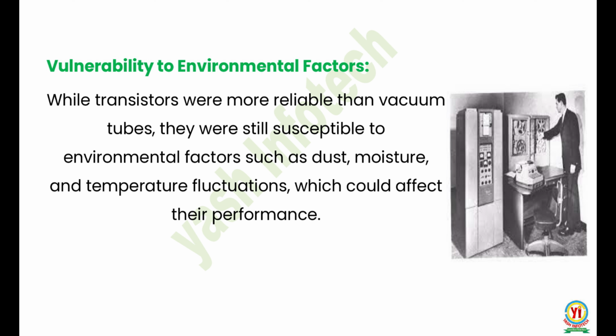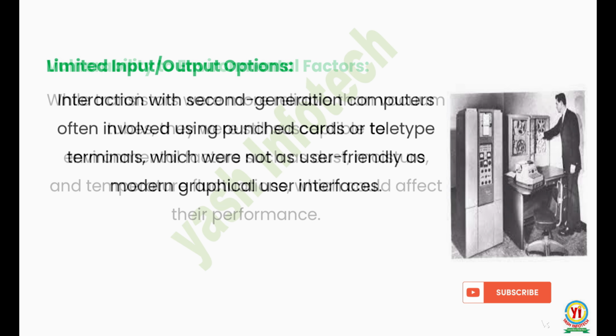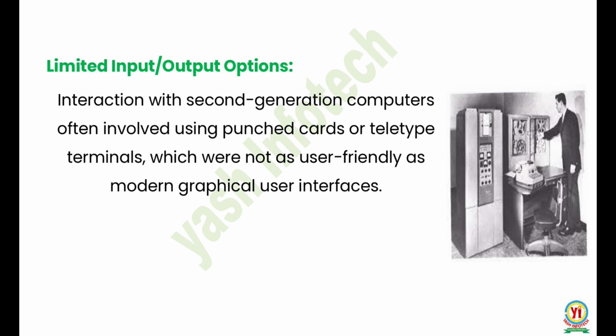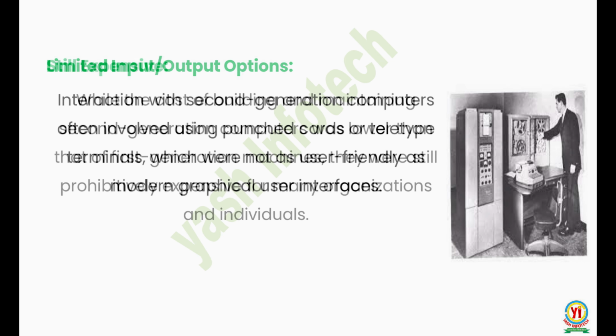Vulnerability to environmental factors. While transistors were more reliable than vacuum tubes, they were still susceptible to environmental factors such as dust, moisture, and temperature fluctuations, which could affect their performance. Limited input-output options. Interaction with second-generation computers often involved using punched cards or teletype terminals, which were not as user-friendly as modern graphical user interfaces.